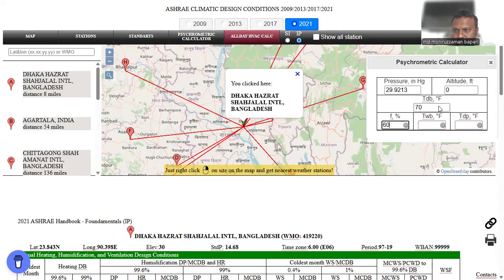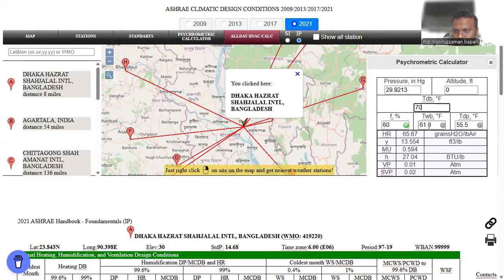Now this calculator is going to give me the wet bulb and dew point and all other data. So wet bulb is 61. Remember, we found 60. Now it is 61 in here. And moisture is 65.67 grain per pound. We got 65 grain per pound exactly. So we are on the right course.